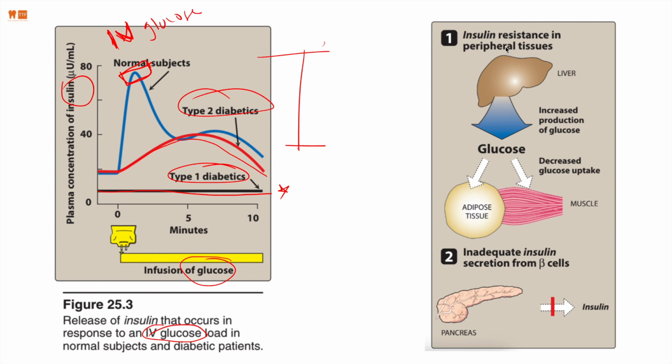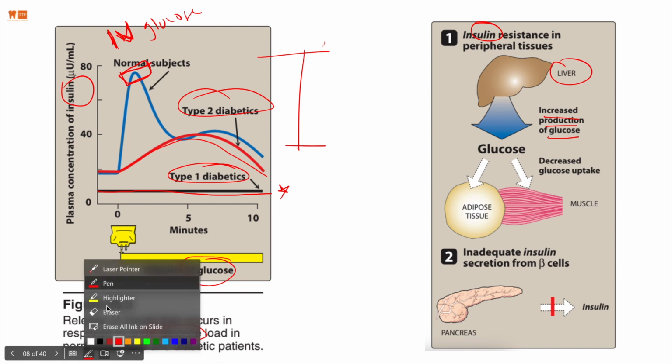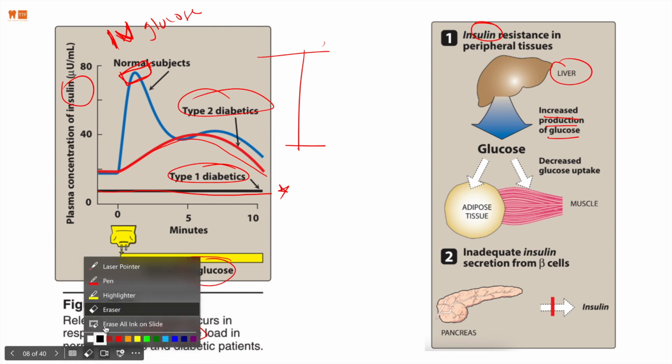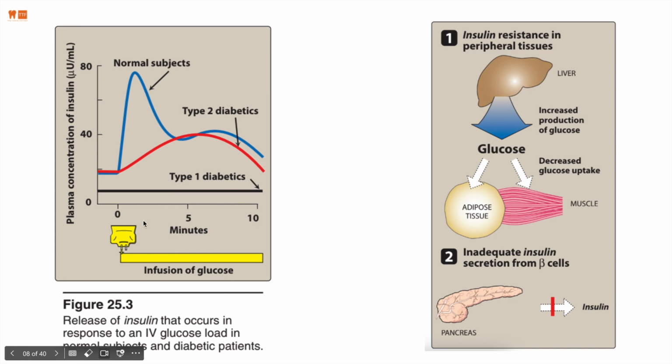Now, insulin resistance in peripheral tissues, such as the liver, increases production of glucose because of insulin's job. What is insulin's job? Let me write that down here so you guys can have it in your notes. Insulin's job, I'm going to write with the red marker here. Insulin does two things. One, it breaks down glucose. And then second, it sends glucose.